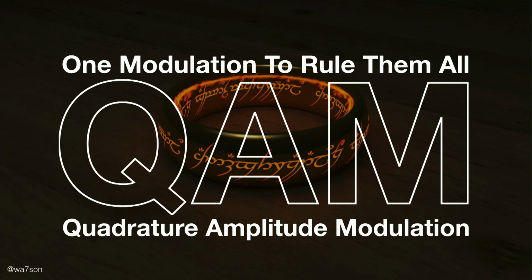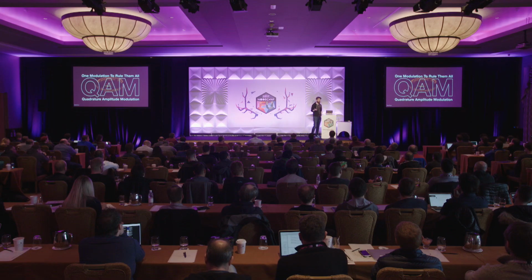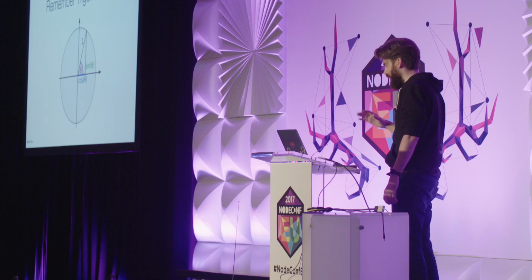So we're going to fast forward really far here and talk about basically the one type of digital modulation that everybody is using today. It's called QAM, or quadrature amplitude modulation. Your phone in your pocket today is using QAM. The Wi-Fi that you're connected to is using QAM. Everything today is using QAM.